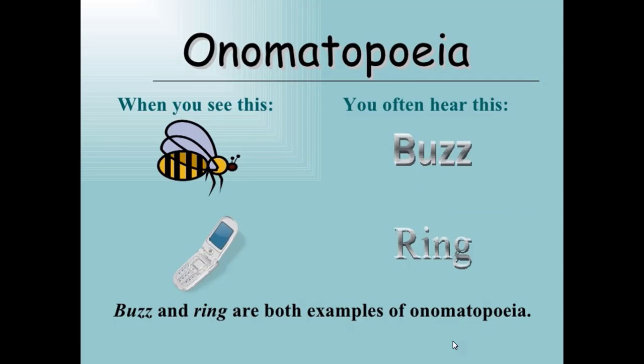When you see this, you often hear this buzz because of the fly. So the fly's sound is like buzz, buzzing. The second one is ring, so the ring sound also, when it rings, you come to know. So buzz and ring are examples of onomatopoeia.